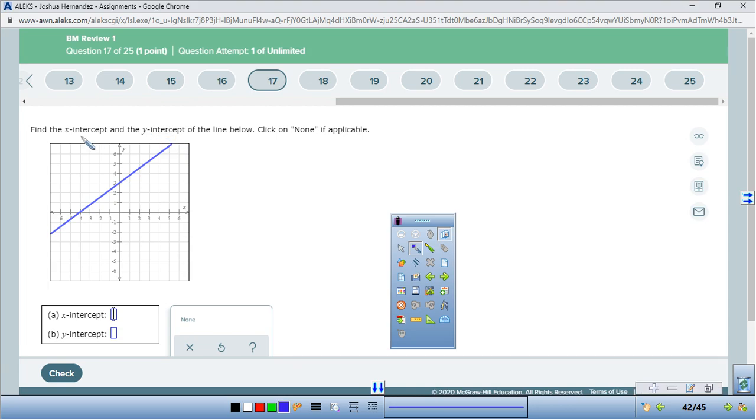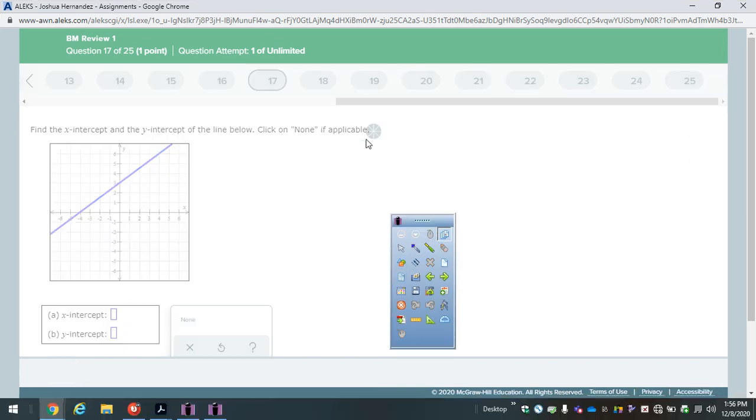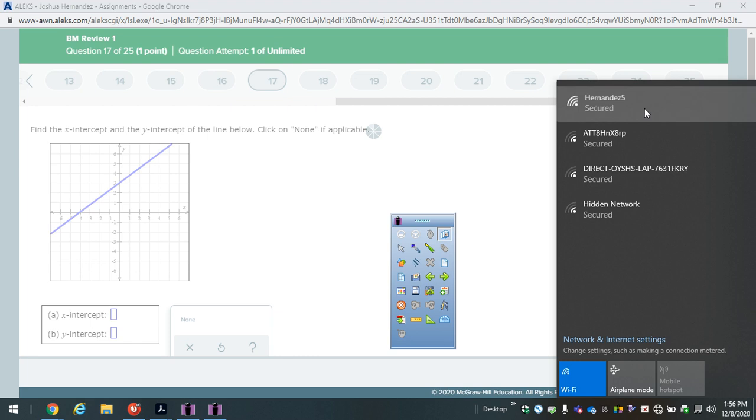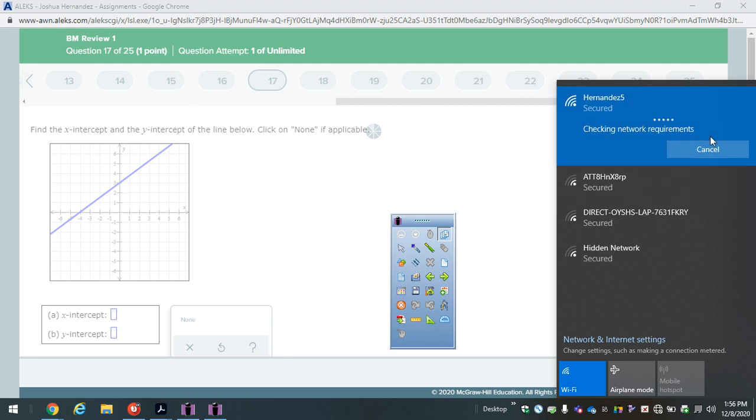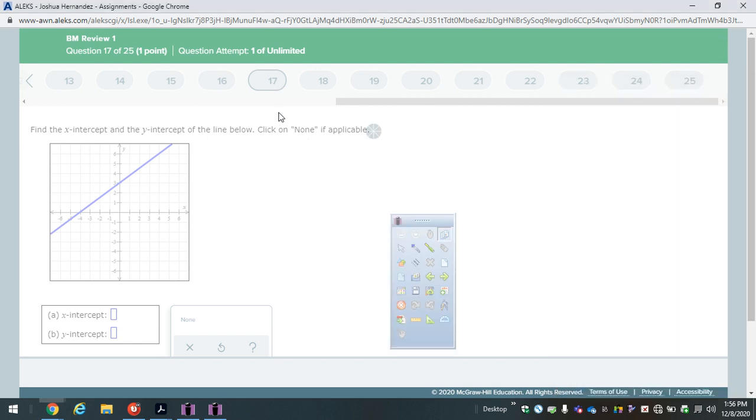Oh, this is a joke. X-intercept and y-intercept. X-intercept, boom. Y-intercept. X-intercept would be negative 4. Y-intercept would be 3. Oh, no. Somehow my Wi-Fi went out. Okay, let's go back on.